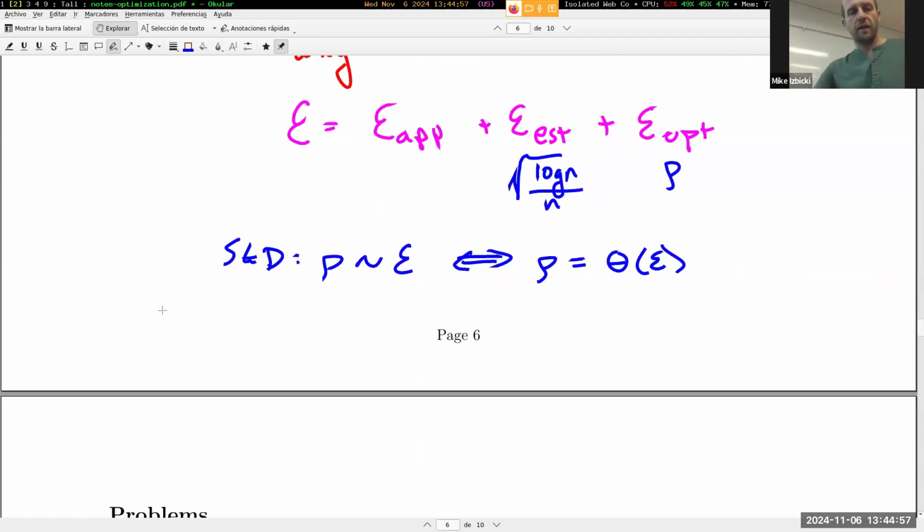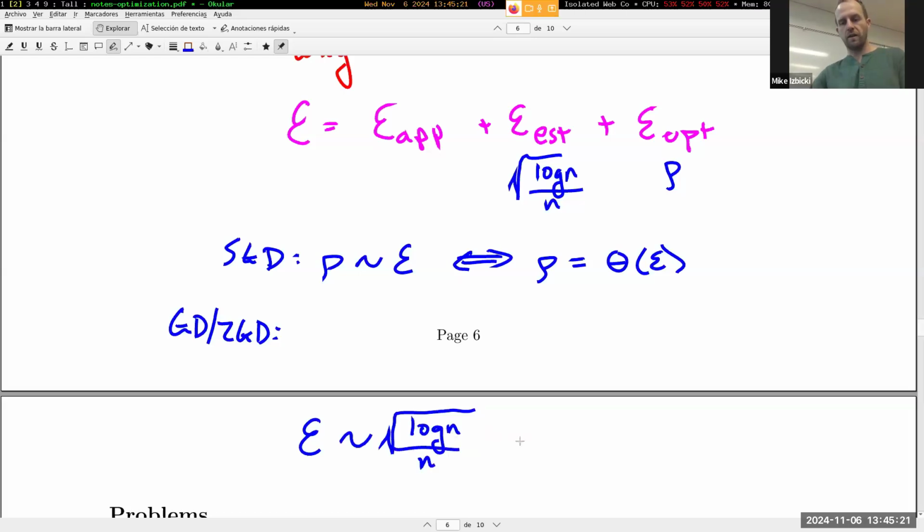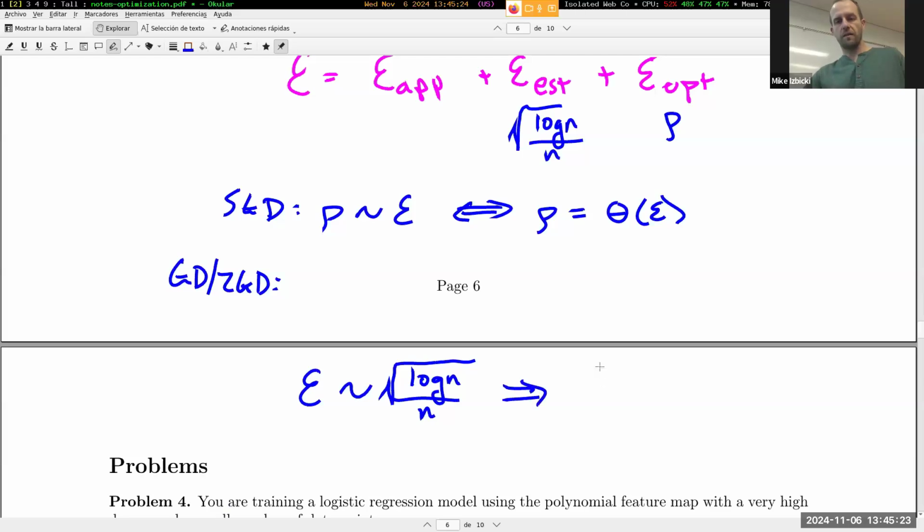For gradient descent and second-order gradient descent, GD and 2GD, we also need to solve for the n values. The way they do that is epsilon equals tilde square root of log n over n. So that implies that epsilon squared is tilde log n over n.